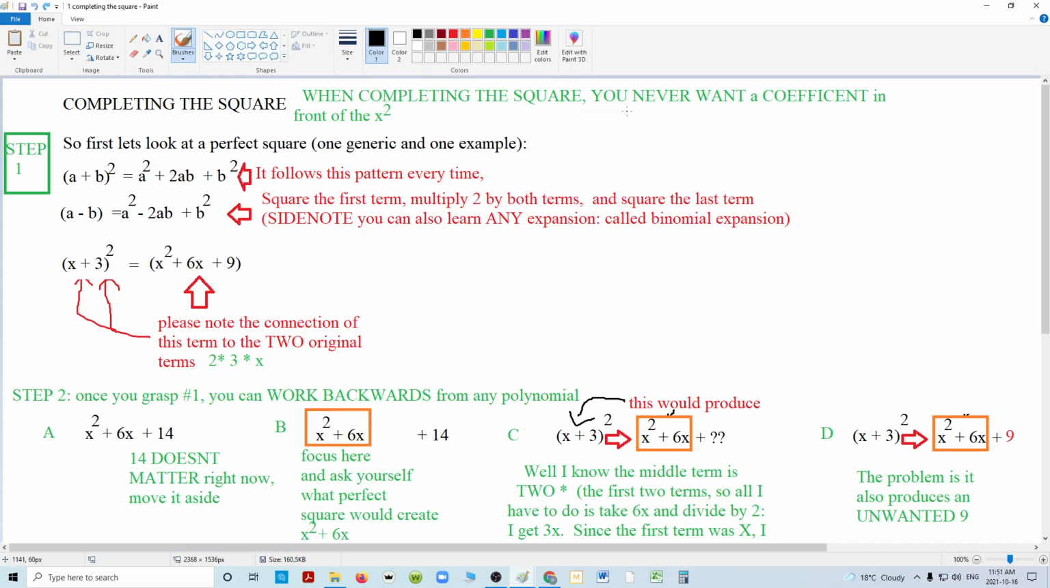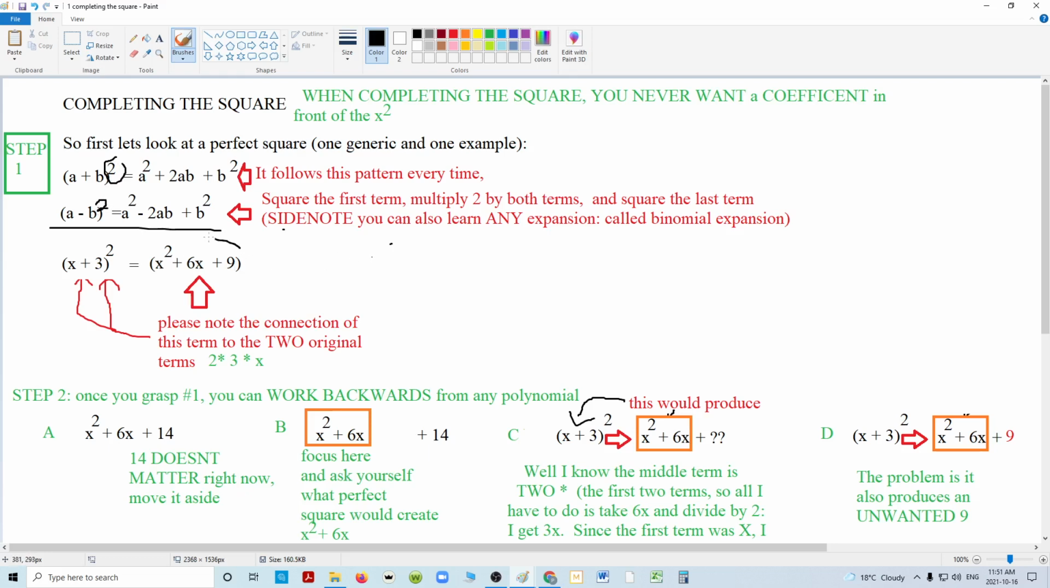When completing the square, you never want a coefficient in front of the x squared. So first look and say if you have the coefficient. So let's look at a few perfect squares. So I sort of go through this and explain the pattern. It follows this pattern every time. Square the first term, multiply 2 by both terms, and square the last term over and over again. Side note, you can also learn any expansion through binomial expansion. So that's another thing you want to investigate, binomial expansions. This just happens to be the binomial expansion of squared. By the way, I forgot the little squared here.